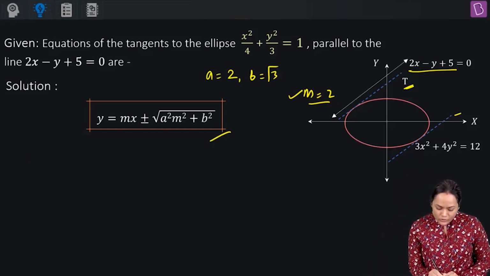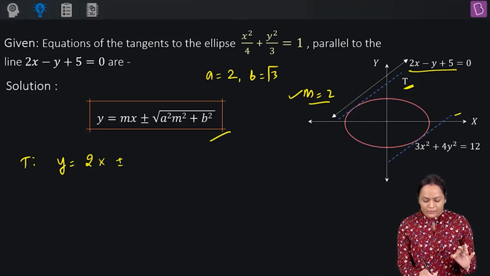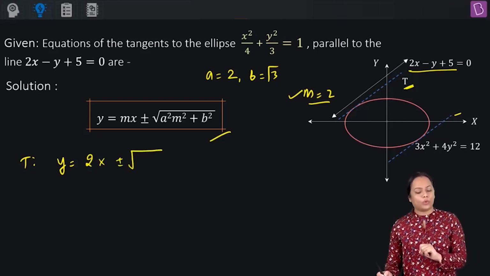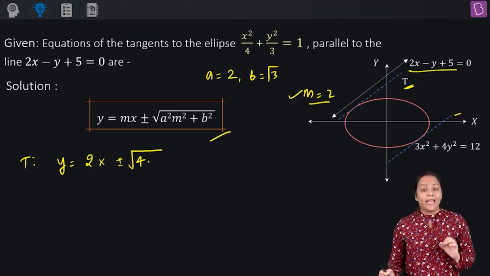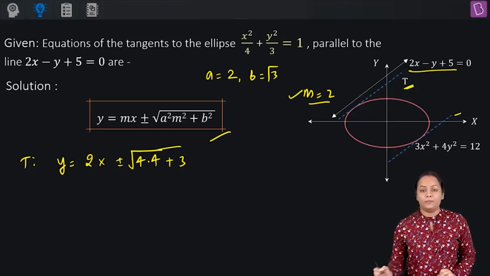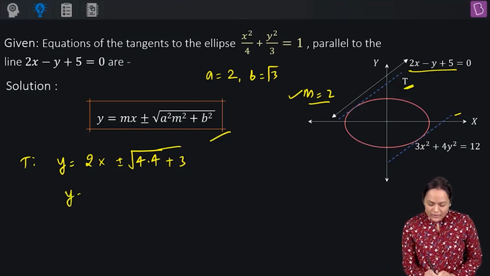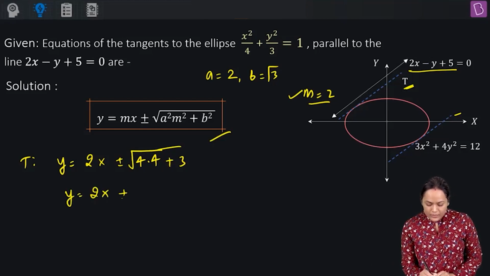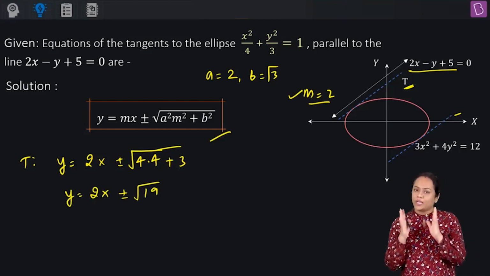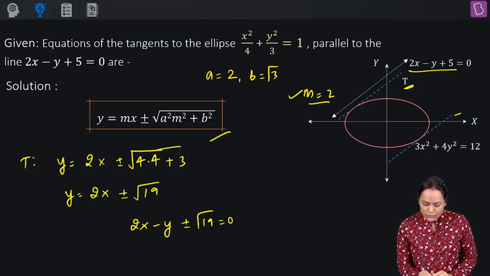So I'll get my equation of tangent as y is equal to m. In place of m, I'm writing 2. So it's going to become 2x plus minus root over a square m square. So a square is 4. m square will again be 4 plus b square, that is 3. 4 into 4 is 16 plus 3 is 19. That means I'll have the equation as y is equal to 2x plus minus root 19. Or you can write this equation also as 2x minus y plus minus root 19 is equal to 0.